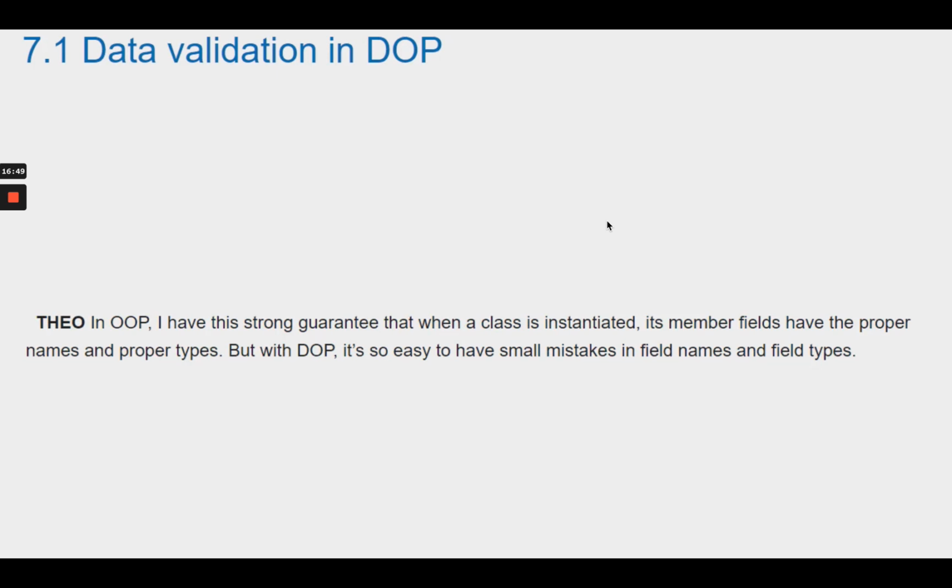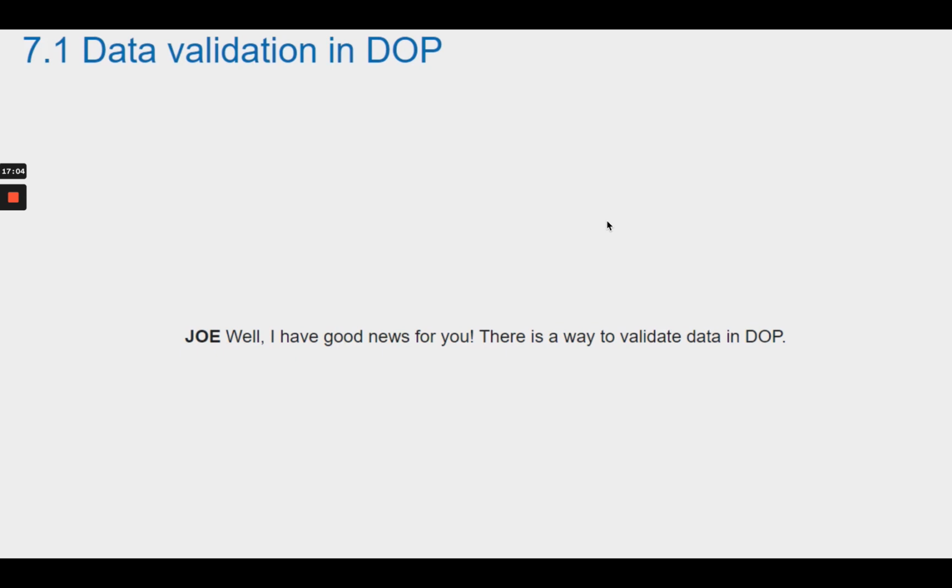Theo: In OOP, I have this strong guarantee that when a class is instantiated, its member fields have the proper names and proper types. But with DOP, it's so easy to have small mistakes in field names and field types. Joe: Well, I have good news for you. There is a way to validate data in DOP.